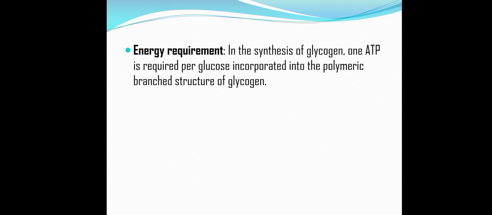Now within the synthesis of the glycogen molecule, only 1 ATP is required per glucose molecule which is incorporated into the polymeric branched structure of glycogen. Only at the first initial step, whenever there is the conversion of glucose to glucose 6-phosphate, at that point there is the utilization of 1 ATP molecule for the purpose of phosphorylation of the glucose, or for the activation of the glucose molecule.